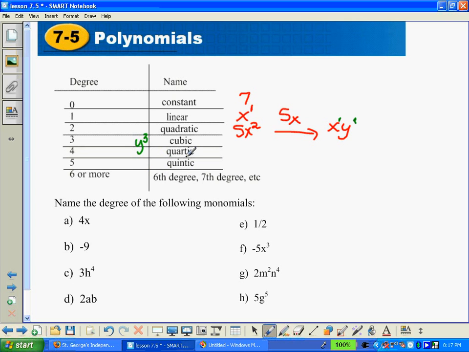Let's look at some examples down here. I'm going to do the first 4 with you, then I'm going to pause it and you figure out the next 4. The degree of 4x. Look at the variable. What's the exponent? It's 1. Degree 1 is called linear.